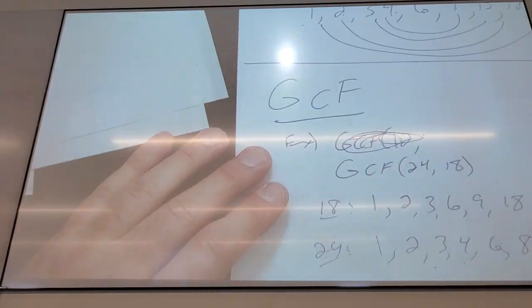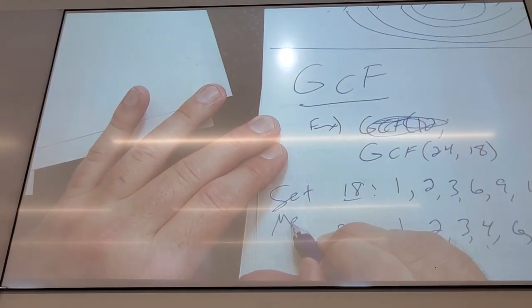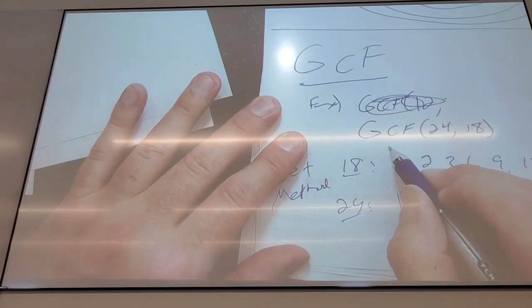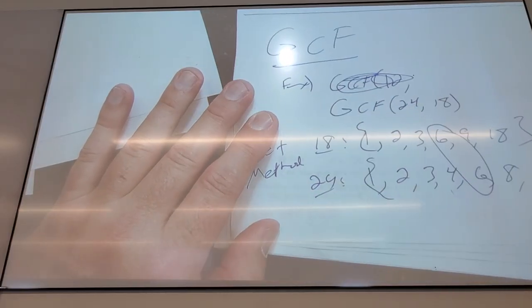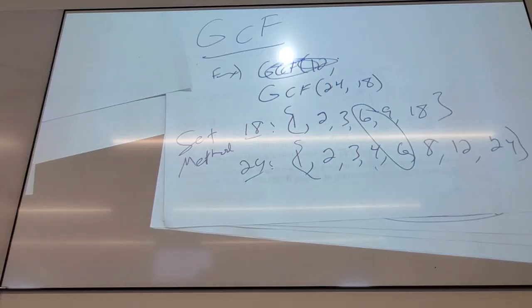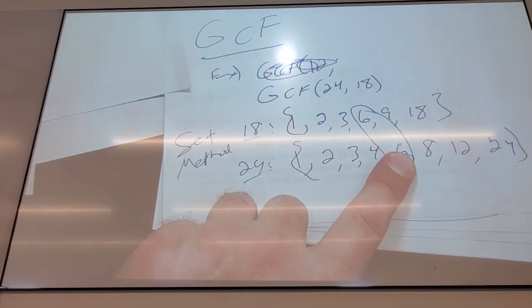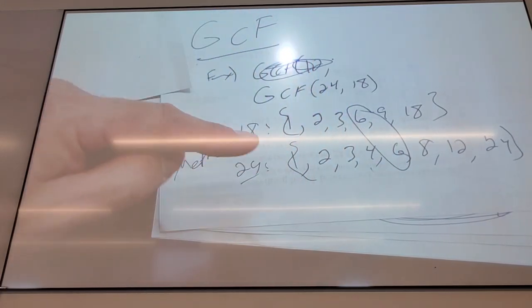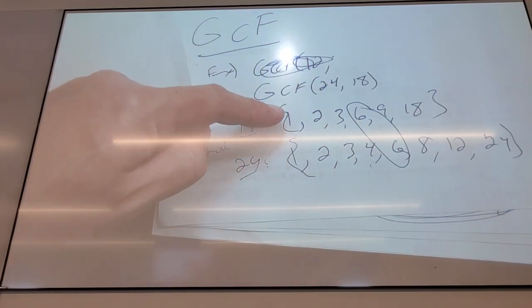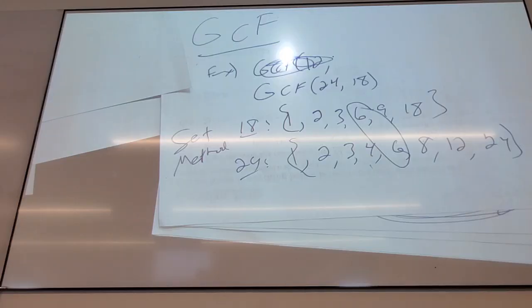This first way is called, you're not gonna believe it, the set method. Because we made 2 sets of numbers and then we just saw what they had in common. The biggest thing they had in common. So they have 1, 2, 3, and 6 in common. So what's the biggest thing they have in common? 6. So if you make a set of factors for each number, I can then compare and see what's the biggest thing they have in common. Because that's literally what GCF means.